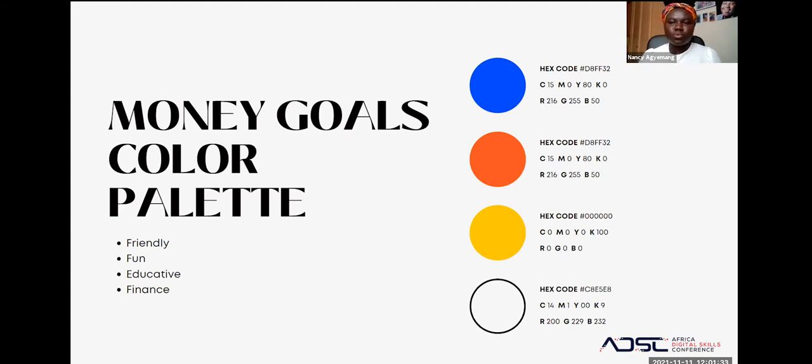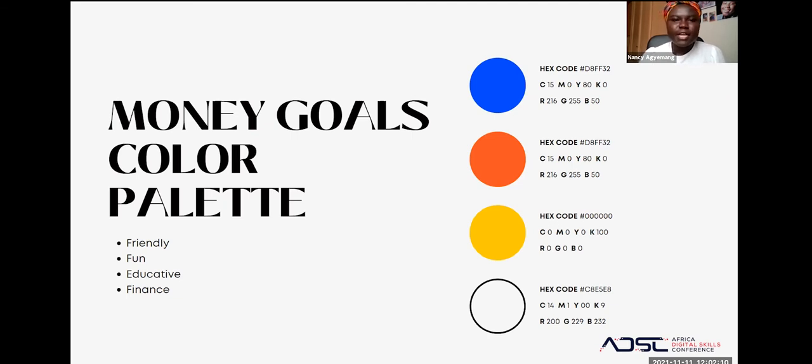But then we want to be unconventional. We want to do something different with our brand, because our brand is for young people. We are trying to help them save. So we went for a blue that is very bright and vibrant. And then we went for our orange and then our yellow to give it that engaging, friendly, and then fun feel. We don't want to make finance difficult for our target audience. So that's for our brand. This is what we chose for the color palette.